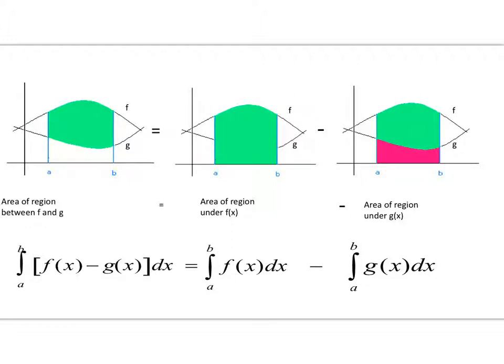So I'm doing the upper function minus the lower function. So we can find that anytime we're working with the area between curves, if I find the total area of the top curve, which is this whole green section, and I subtract out the area under that second curve, it leaves me with that remaining. So it always has to be the upper curve minus the lower curve.